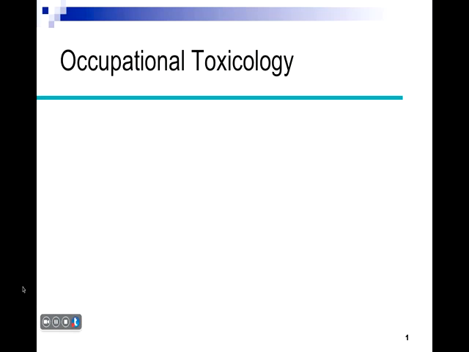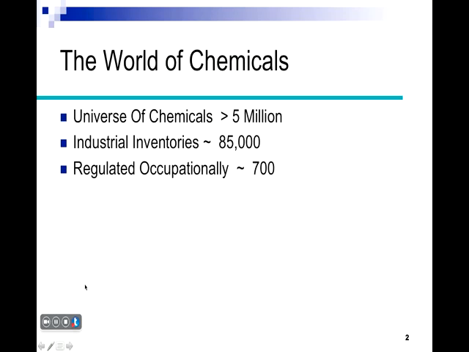This lecture is on occupational toxicology. There's a lot of chemicals out there. There are a lot of chemicals in the natural world, and if you want to try to count up how many are out there, it's well over 5 million. If you look at those that are registered in commerce for the United States, it's about 85,000.